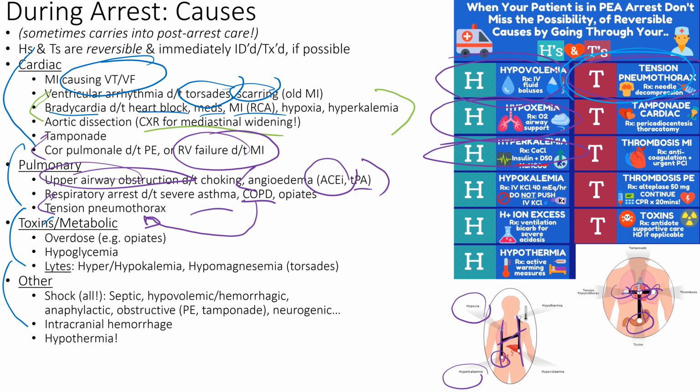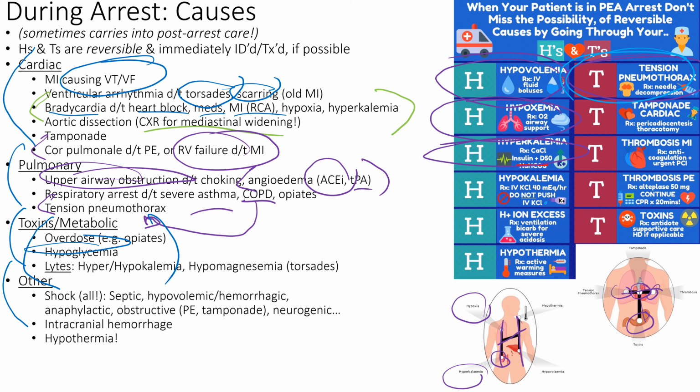And then toxins, right? They're overdosing on opiates. If that didn't cause respiratory arrest, they can have a low blood pressure that leads to a shock state and to an arrest. Hypoglycemic, so the metabolic problem you can kind of categorize as toxin metabolic, and that's where you get low glucose to the brain, and the brain needs glucose to function, right?